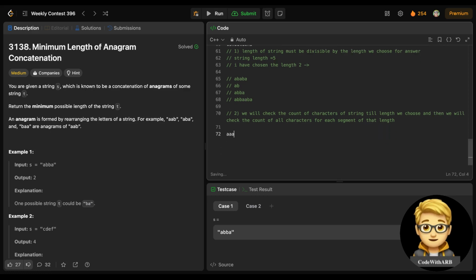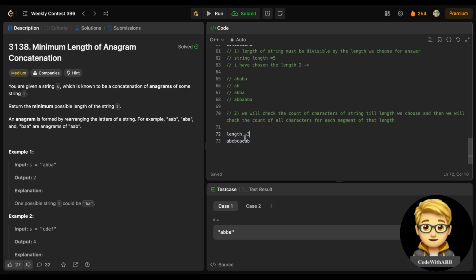What I mean is, suppose this is a b c b c a c a b, right? So what does it mean? Suppose I have taken the length 2. So I have stored all the characters of this 2-length segment, ab, in my vector of 26 or something array, and we will check for this 2 again, then this 2 again, and this 2 again, right? So this is how we will check for every two-length string whether all the characters have the same count or not, right?